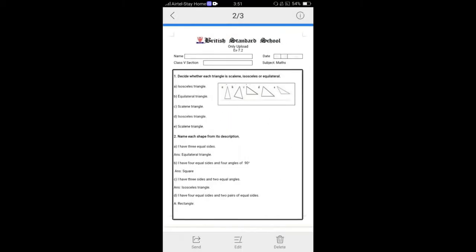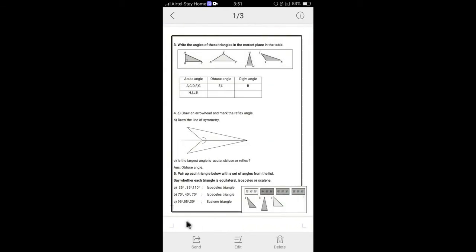Let's see the next question. Question number 3. Write the angles of these triangles in the correct places in the table. You can see that in the first triangle ABC, the angles are given, then DEF, GHI, JKL. For all the corners, all the angles, you have to decide which one is acute, which is obtuse, which is a right angle.